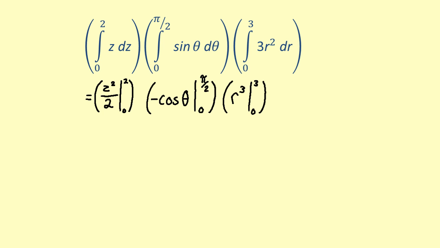Now we'll evaluate each result to find our final answer. If we evaluate our first result from 0 to 2, we get 2. Evaluating the second result, we get the negative cosine of pi over 2, which is 0, minus the negative cosine of 0, which is negative 1. This means that we have 0 minus negative 1, which just gives us 1. Finally, we'll evaluate r cubed from 0 to 3. This gives us 27. Now, to get our final answer, we'll multiply all of these together to get 54.